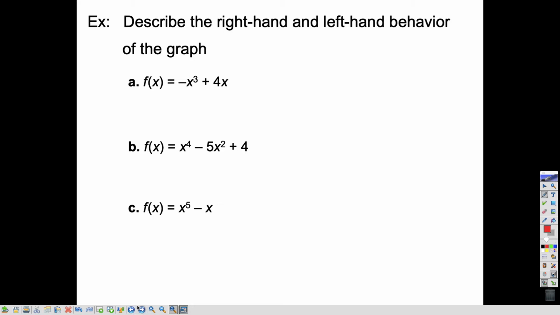Which one is A? Is it the first one? The first one. The leading coefficient is your A. And so 3 is an odd number, so the graph would be odd. Wait, so the exponents tell you if it's odd or even? The highest degree. Not all of them. The highest degree.